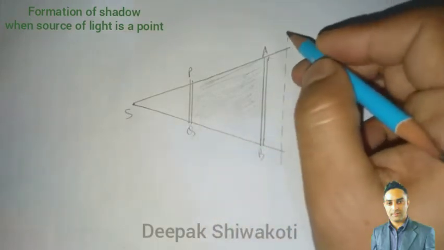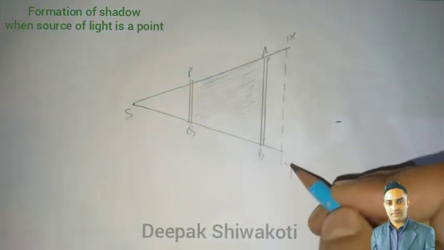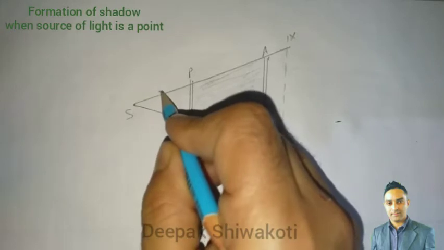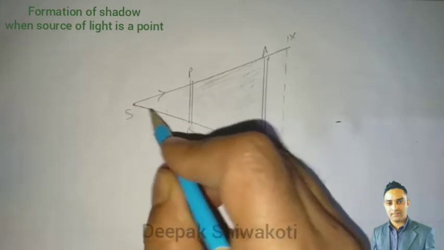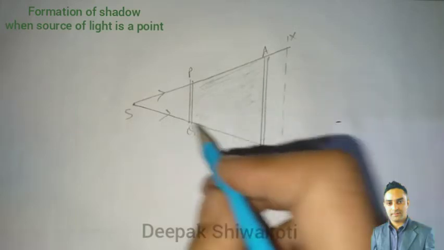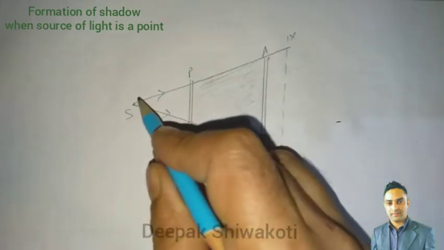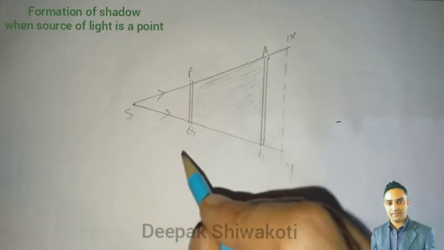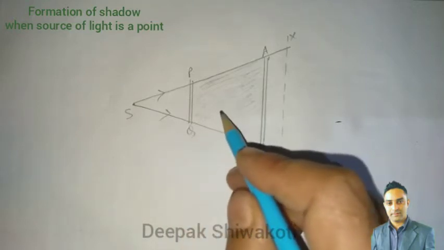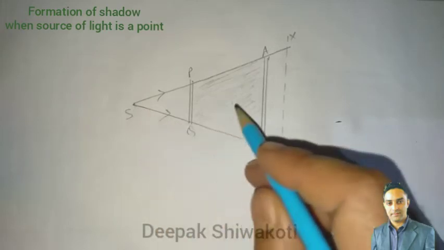If we move the screen, this one is XY. The rays are coming from the point source of light and moving in this direction. The rays which are falling on the opaque body are reflecting back. So this is the formation of shadow when the source of light is a point. Formation of shadow.